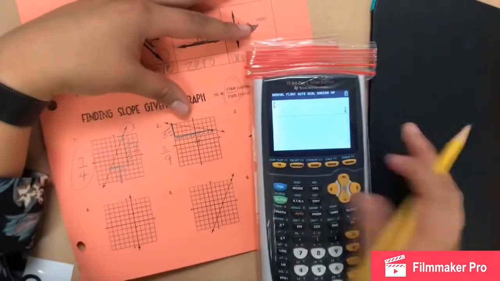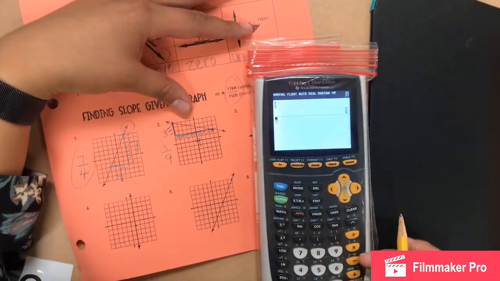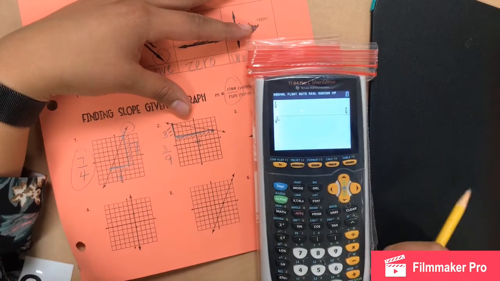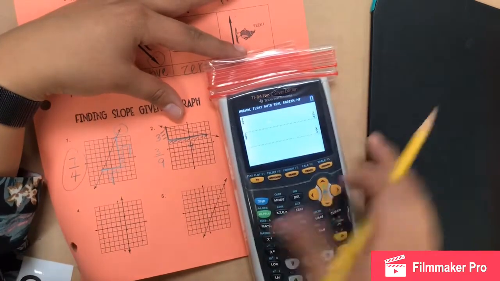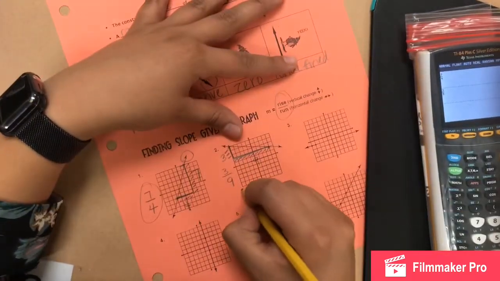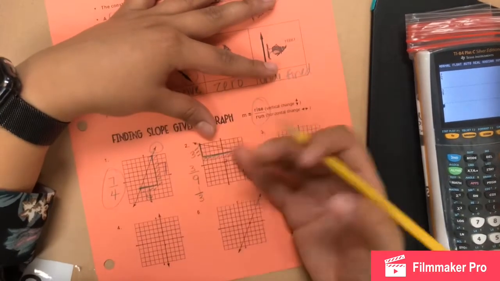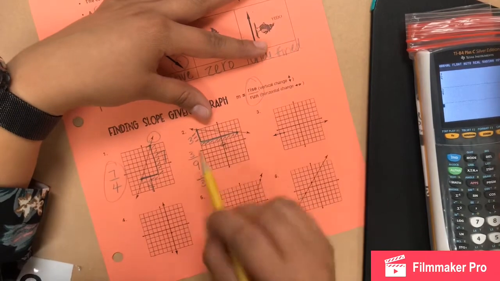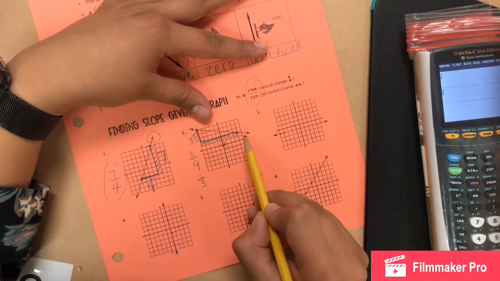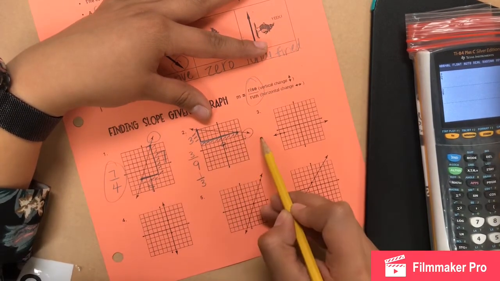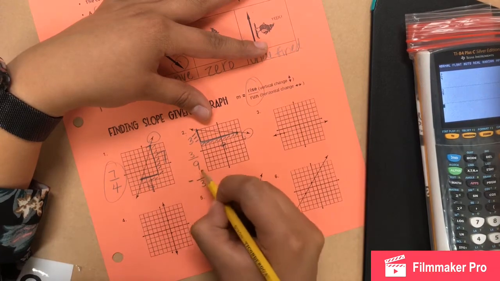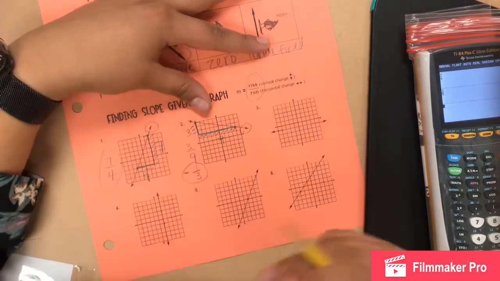I always check to see if this simplifies, so I type in 3 over 9, enter, and it simplifies to 1/3. Okay. Now I look at the direction of the line. So this time my line is going downward because that right arrow is pointed down. So it would be negative 1/3, not just 1/3.